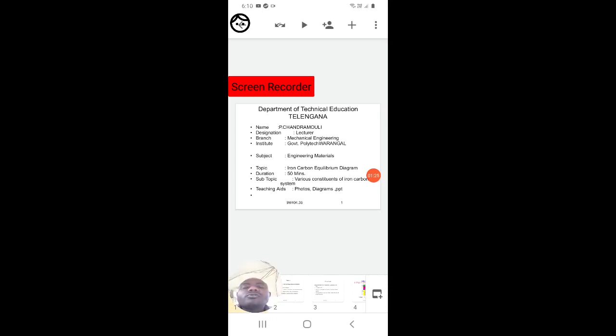So before you construct or draw the iron carbon equilibrium diagram, first of all you saw in the last class the phase diagrams, what the lower critical temperature is, all these things. Before that, you also see the various constituents of the iron carbon system. The teaching aids are photos, diagrams, and animations.